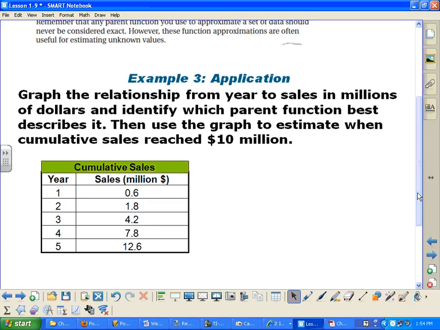So we want to graph the relationship from year to sales in millions of dollars and identify which parent function best describes it. Then use the graph to estimate when cumulative sales reach $10 million. So here's a great example. This says sales in millions of dollars. So when I put these numbers on a graph, are they going to be very far apart? No. But in reality, this is $1.2 million apart. That's a lot of money, really. But when I put that on a graph, I can make it look like that's almost nothing. So it just depends on your perspective.